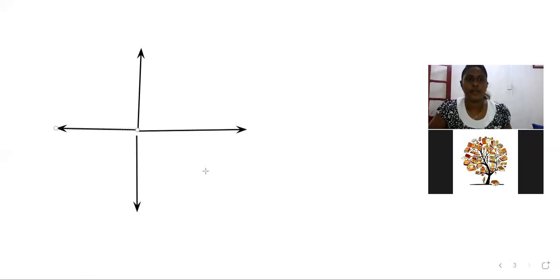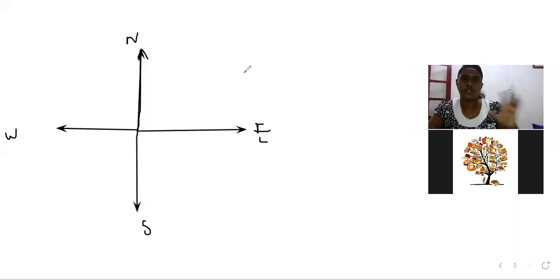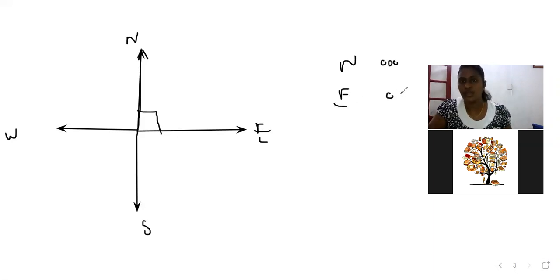Now, simply I draw. We have 4 main directions in this way: north, south, east, west. The direction of north, north means exactly 0. The direction of north is just 0. Then east, from north to east, what's the angle? 90 degrees. 0, 90. That's the way we show.